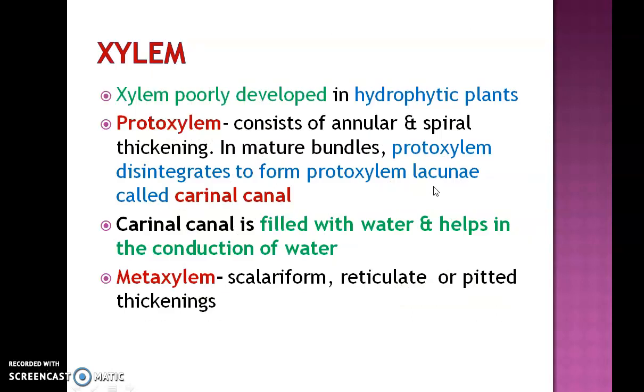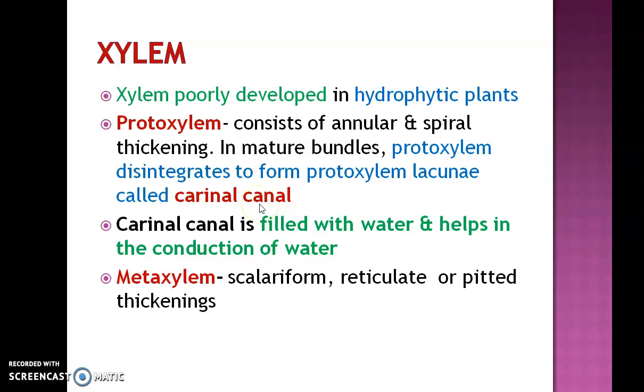Xylem is poorly developed in hydrophytic plants. It consists of protoxylem and metaxylem. Protoxylem is mainly made up of annular and spiral thickening, while metaxylem is made up of scalariform, reticulate or pitted type of thickenings. At maturity, the protoxylem will disintegrate and form a cavity or lacuna called the carinal canal.